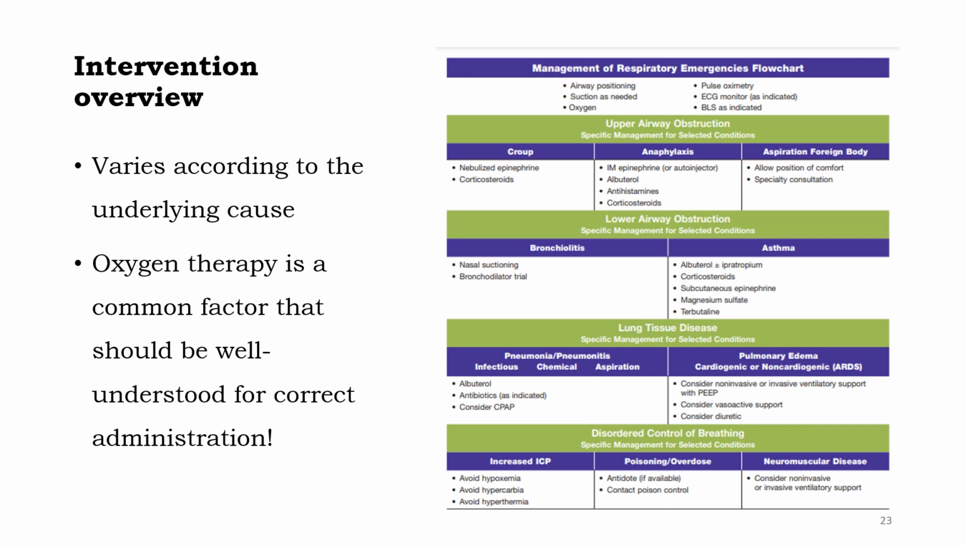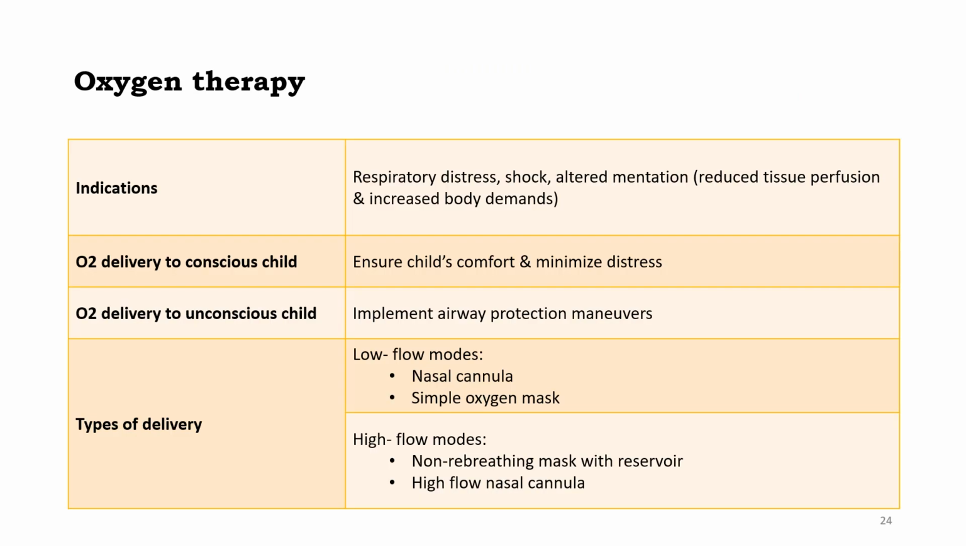For disordered control of breathing, let's say you have a child with increased intracranial pressure. So let's say they have a brain tumor or brain trauma, brain hemorrhage. So you'll be managing the case accordingly, and so the management depends on the problem which is going on.